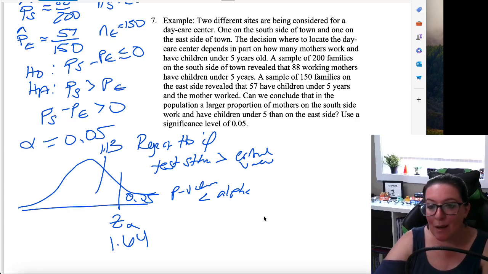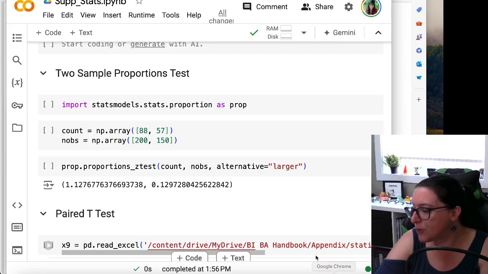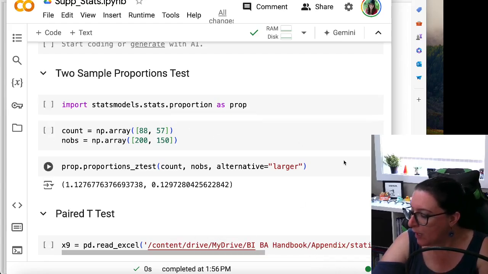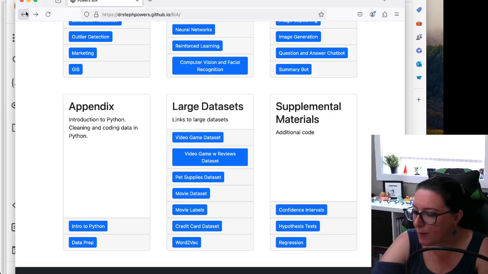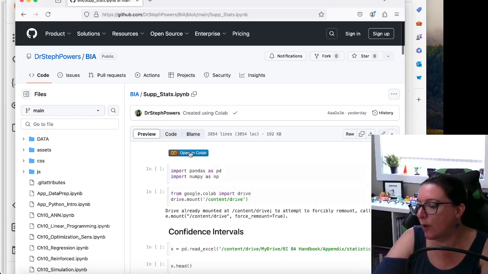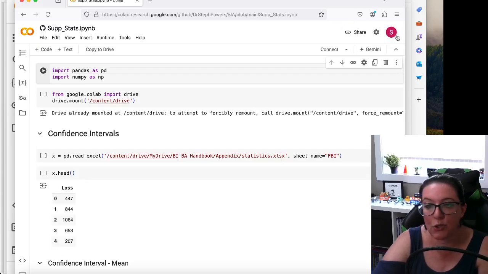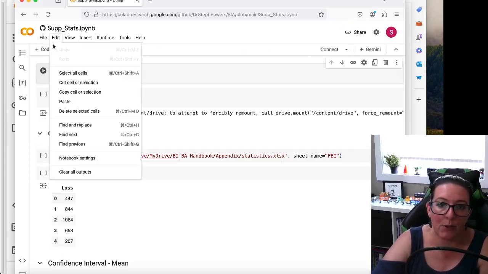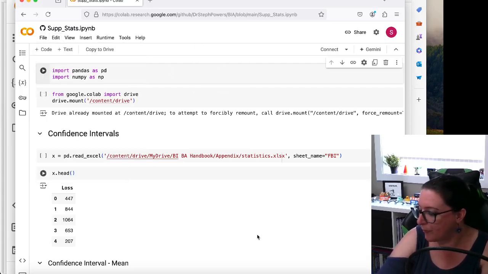So that we just did by hand in Excel. To do this in Python, just real quick, if you want to work along with us in Python, go to drstephpowers.github.io/BIA, scroll down to the bottom. We're doing hypothesis tests. You want to open in Google Colab. Once you do that, make sure you are logged into your Google Drive and that you save a copy so that you can edit and run the code.